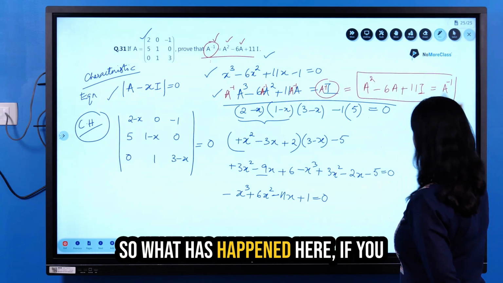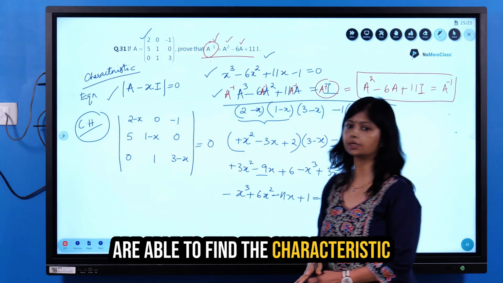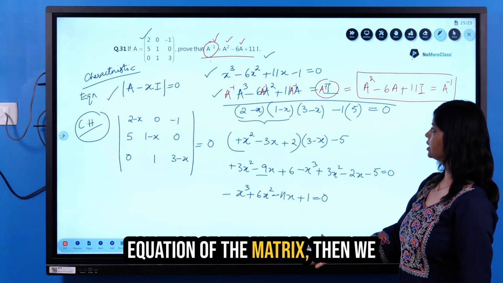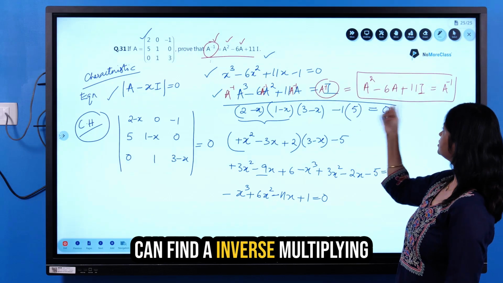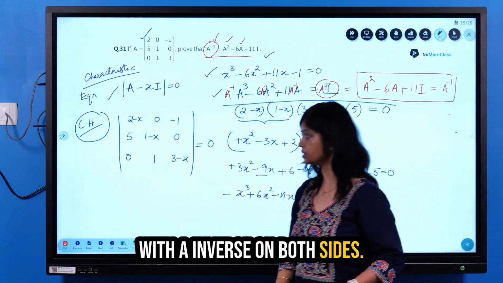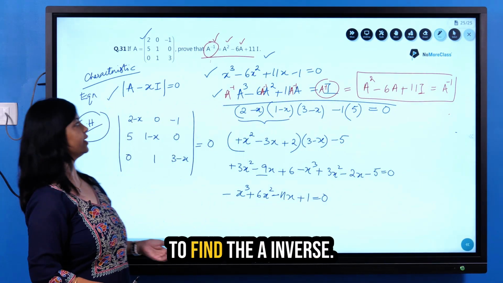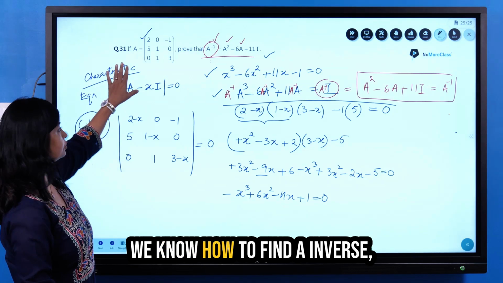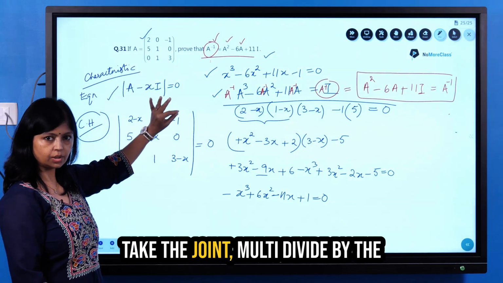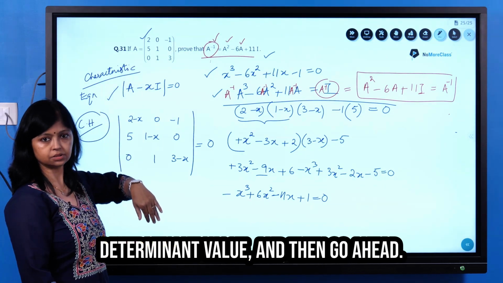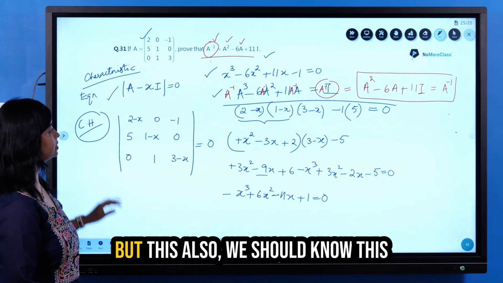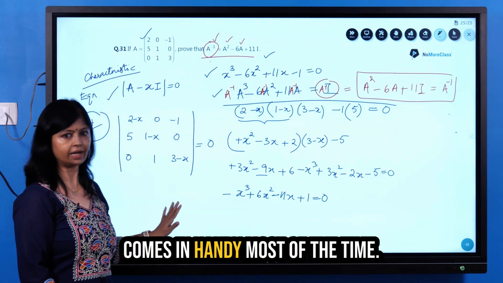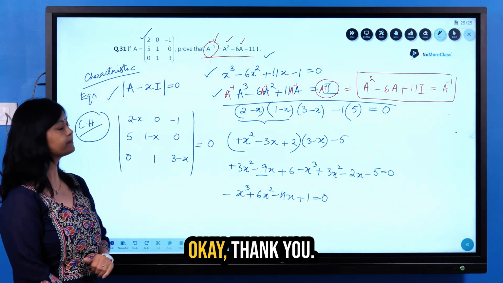So what has happened here is, if we are able to find the characteristic equation of the matrix, then we can find A inverse by multiplying with A inverse on both sides. So this is another method to find A inverse. We know how to find A inverse: take the adjoint and divide by the determinant value. But this also we should know. This comes in handy most of the time. Okay. Thank you.